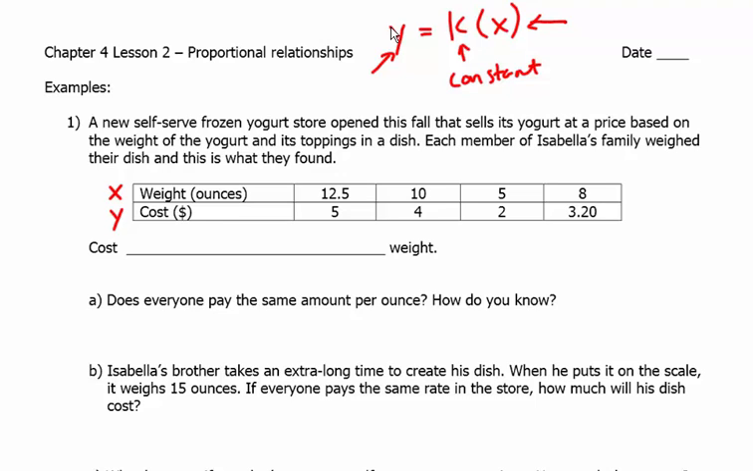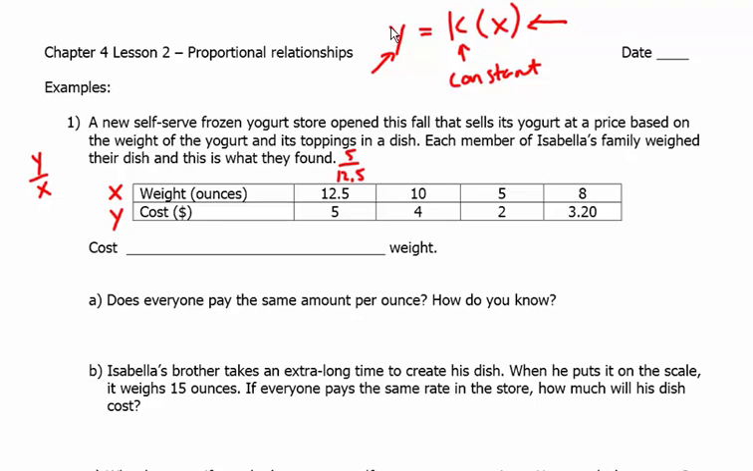The self-serve frozen yogurt store opened this fall. It sells yogurt at a price based on the weight of the yogurt and its toppings in a dish. Each member of Isabel's family weighed their dish, and this is what they found. So when we find the unit price, we use y over x to do that. So in this case, it's going to be the cost divided by how much weight there is. So I would do 5 divided by 12.5 for the first person.